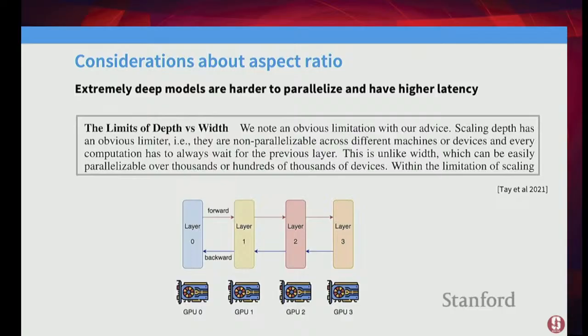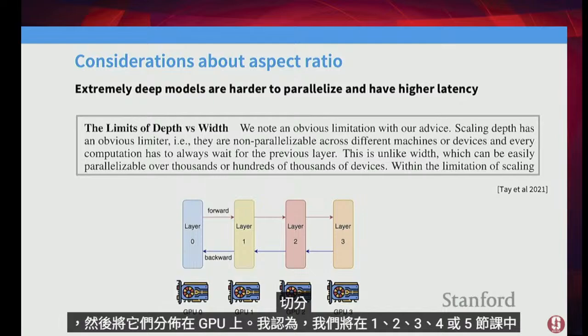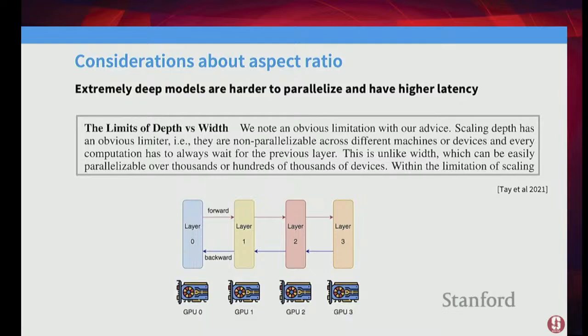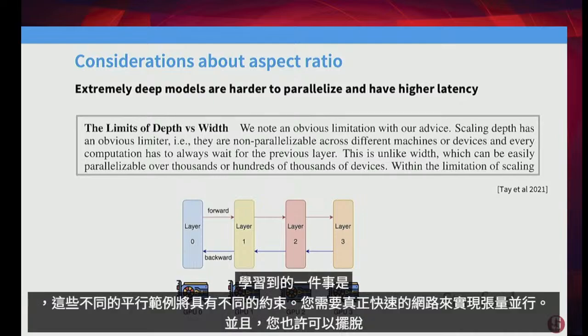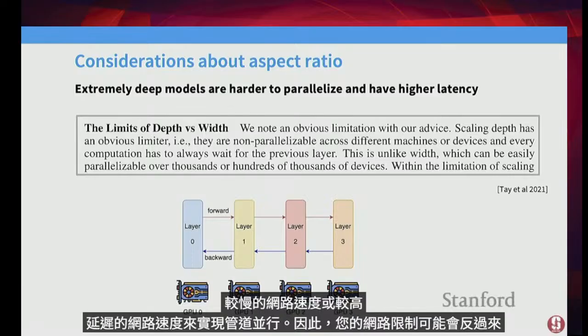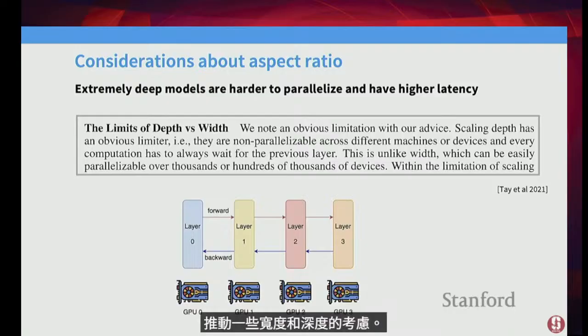And also, if you have really wide models, then you can do something called tensor parallel, where you slice up the matrices and then distribute those on GPUs. And one thing that we'll learn in I think 1, 2, 3, 4, or 5 lectures is that these different parallelism paradigms are going to have different constraints, right? You need really fast networking for tensor parallel, and you can maybe get away with slower or higher latency networking for pipeline parallel. And so your networking constraints might, in turn, drive some of these width-depth considerations.